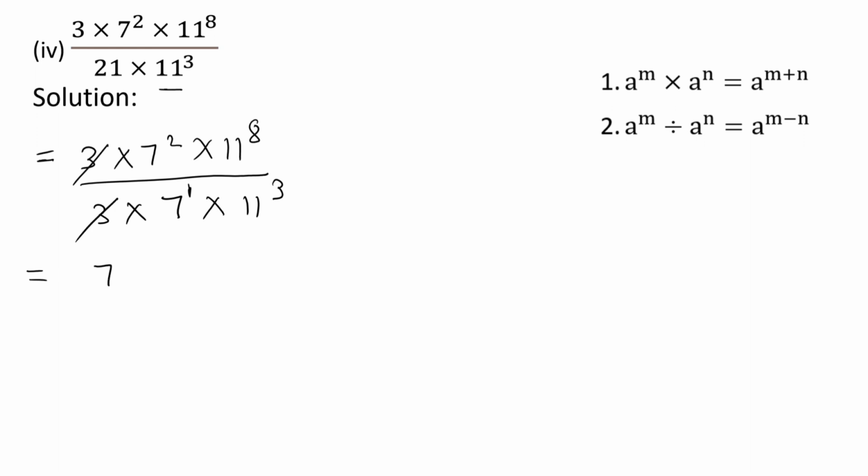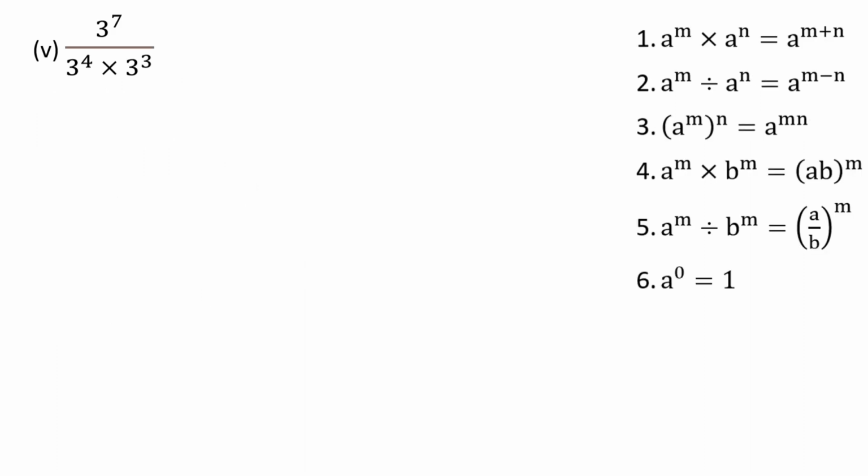So we can write this as 7 raised to 2 minus 1, using the second law, into 11 raised to the power of 8 and 11 raised to the power of 3. So that can be 8 minus 3, right? So this is 7 into 11 raised to the power of 5. And that's the final answer.